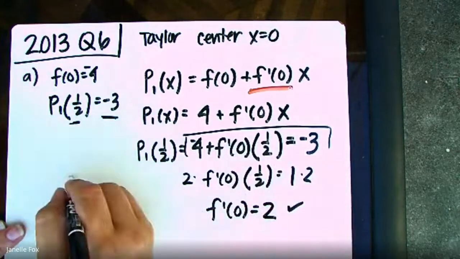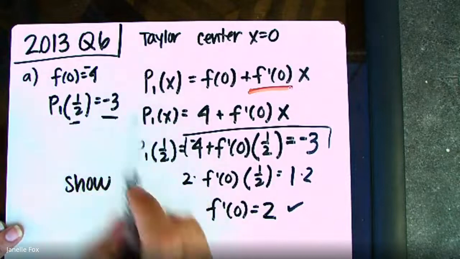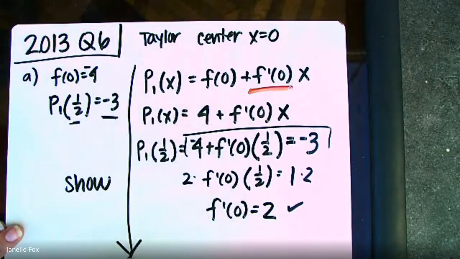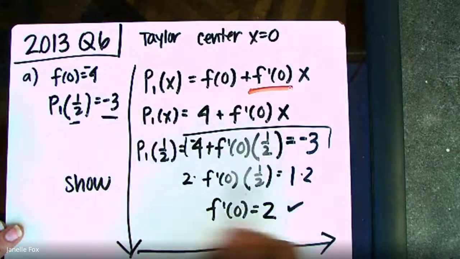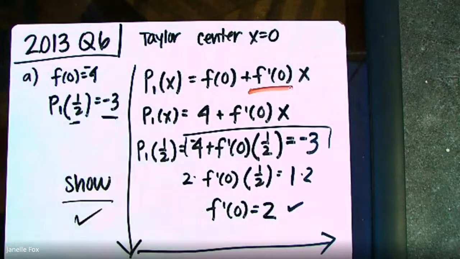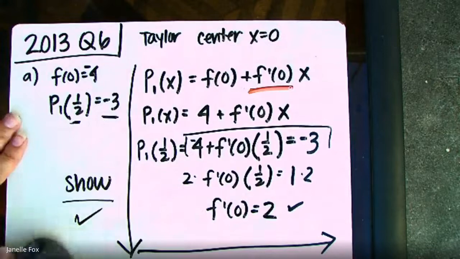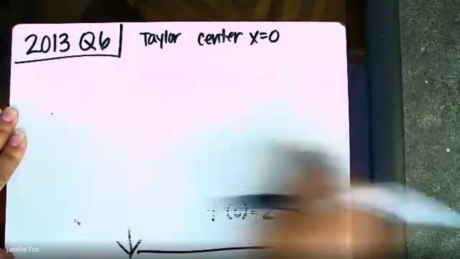Now, the question asked me to show that this was true. All of this work right here that I did, that is the shown part. And so I've done it, check mark. I'm good to go with part A of the question. Yay, good job. Okay, let's do part B of the question.